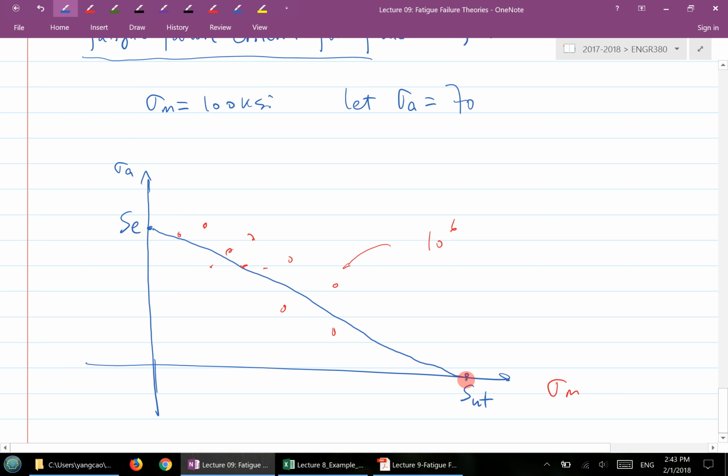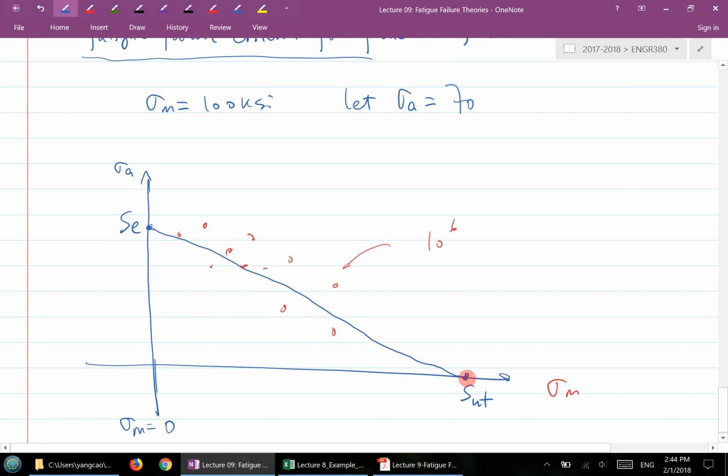Let's see if it makes sense or not. For example, for this vertical axis here, sigma M equal to what? 0, right? When sigma M equals 0, what type of loading condition is it? It's the completely reversed loading condition. And which value corresponds to 10 to the power 6? SE, the endurance limit.